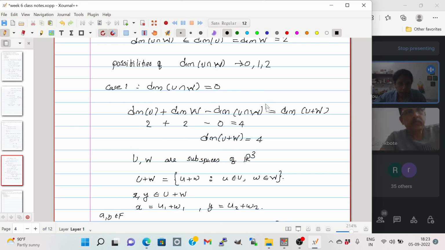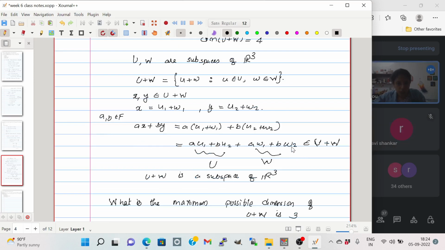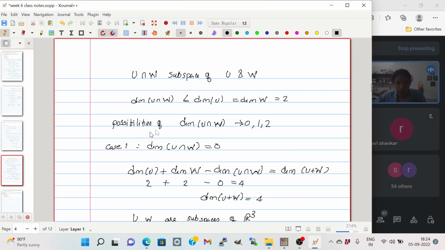If we are assuming dimension of U intersection W equal to 0, what we are getting is dimension of U plus W is 4 by this theorem, right? Is this possible now? Yeah, no, because the maximum possibility is 3. So this is not possible. So where we are wrong is we have taken this dimension of U intersection W as 0. So we have two possibilities remaining, 1 and 2.